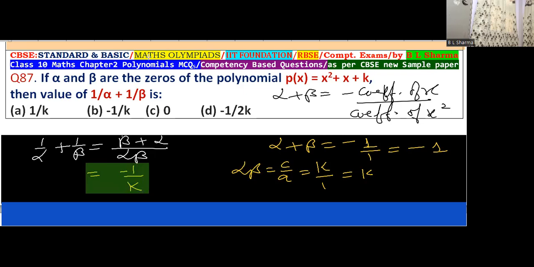You can write the answer here. And minus 1 upon k is the answer. So answer is B. The value of 1 upon alpha plus 1 upon beta will be minus 1 upon k. And now next question on your screen.